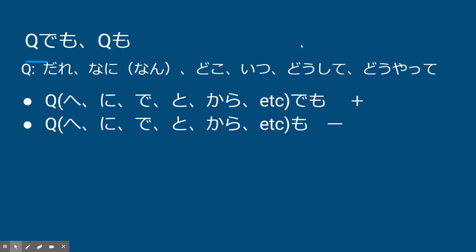When you use a question word plus demo, it becomes any-something, and it usually ends in a positive. And then question word plus mo, usually used with a negative, is going to become no-something: nobody, nothing, nowhere. And then itsumo, remember, means no time, therefore always.